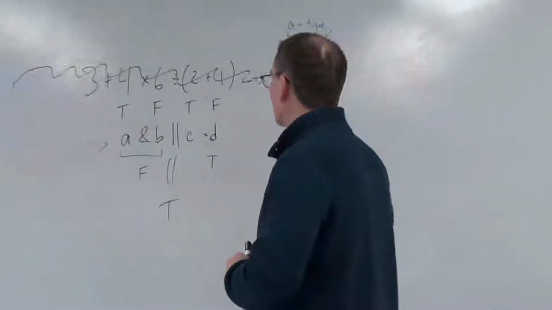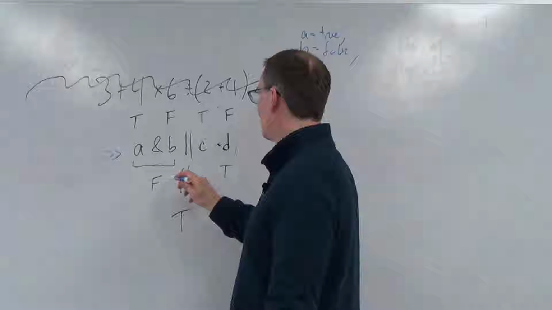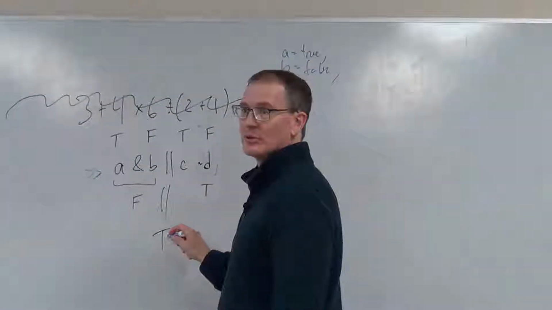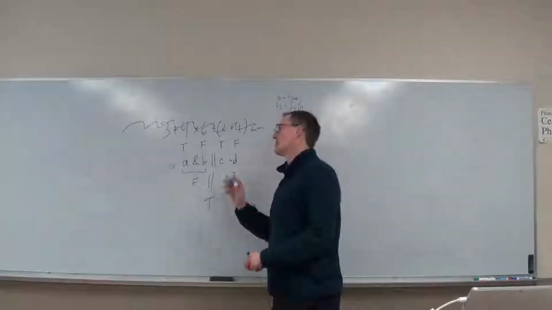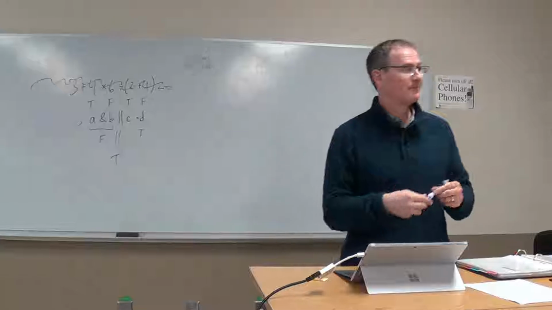Why would it return true if it's false? Oh, it's false. The last thing it does is false or true, and false or true is a true. With the logical operator or, if either is true, the result is true.